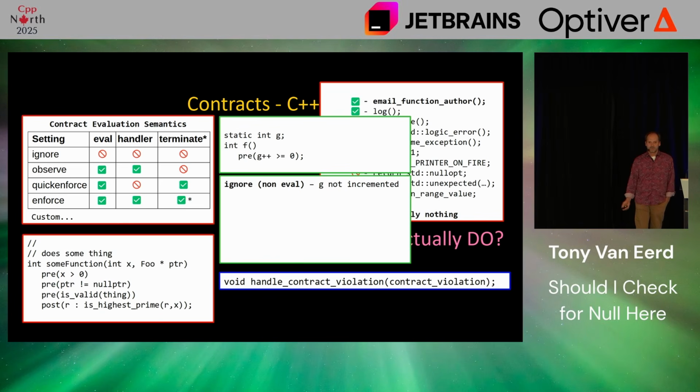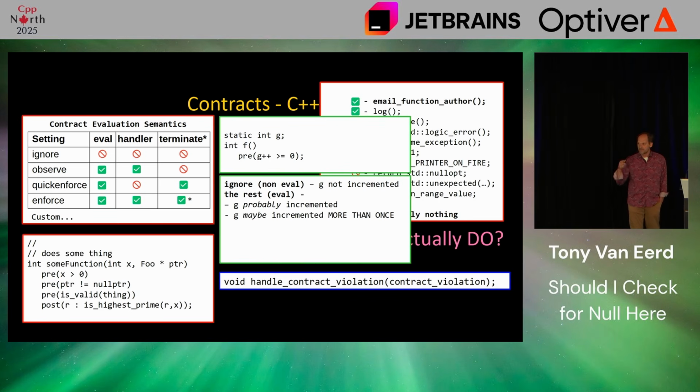Well, if it's ignore, it does nothing. G doesn't get incremented. If it's any of the other ones that have evaluation, which is all the rest, then G is probably incremented. G is maybe incremented a lot, like more than once every time you call a function. You might get evaluated 2, 3 times every time you call the function. That's allowed. G is maybe never incremented, even though it's evaluating the expression.